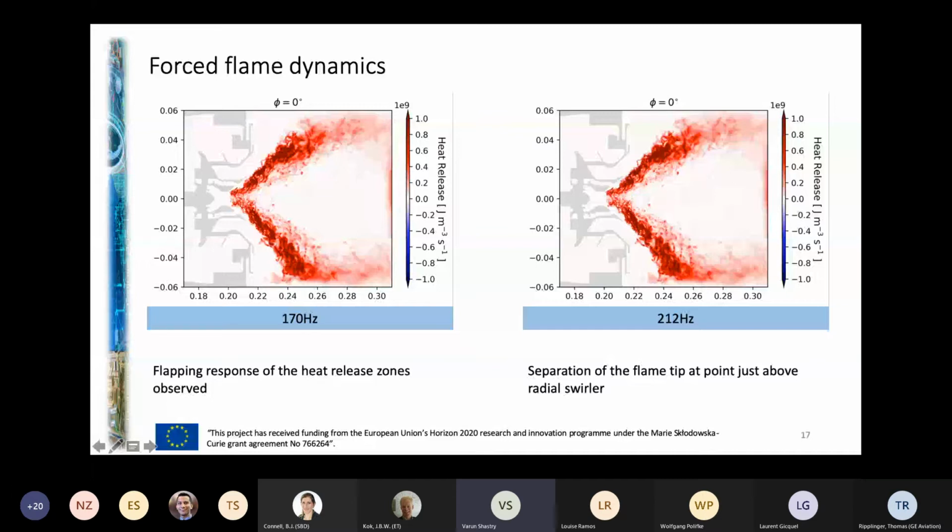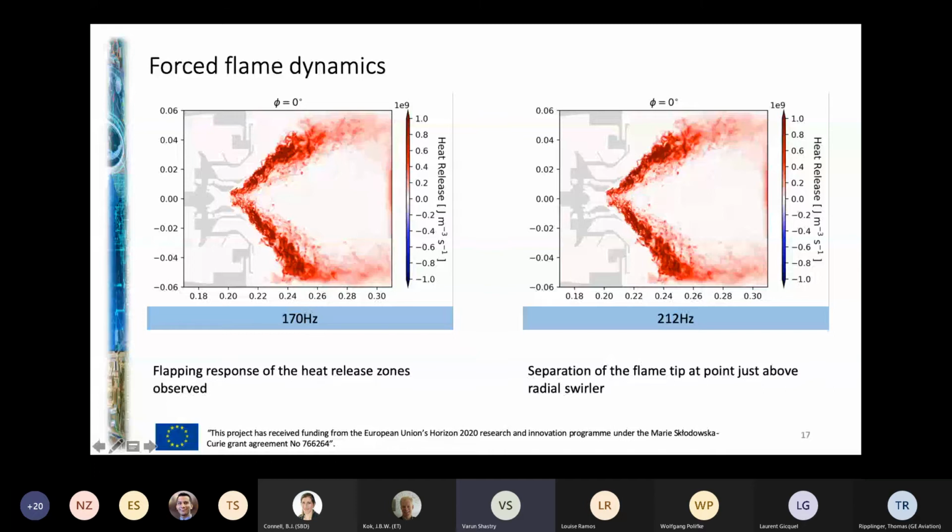And you have these events of separation of the tip of the flame just above the radial swirler. And this is happening at different points in time for this narrow frequency range. And what we're doing now is to extend it to almost 500 hertz, which would give us a better idea of the whole flame response with respect to the forcing frequency.